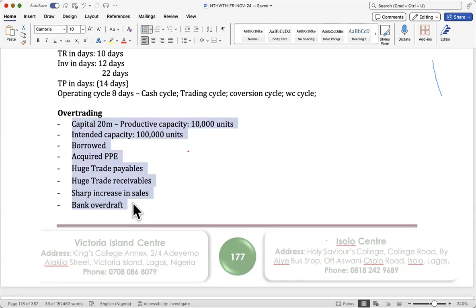His borrowing is so high, he purchased huge PPE, his payables are so high, receivables are so high, inventory level so high, negative cash balance, sharp increase in sales. Unfortunately for him, that sharp increase in sales, even though it's not backed up by cash flow, will now trickle down to profits because his profit will now look big. Government will now come and meet him and say, you should pay huge tax. His tax will increase. He will be paying interest to finance these borrowings and bank overdraft. His finance cost will increase as well.